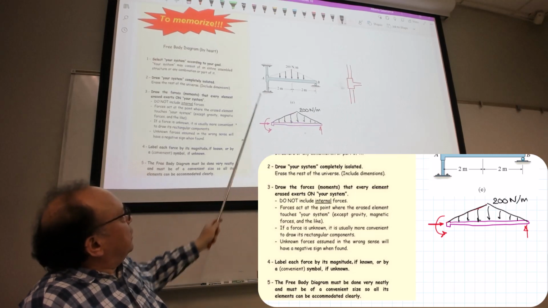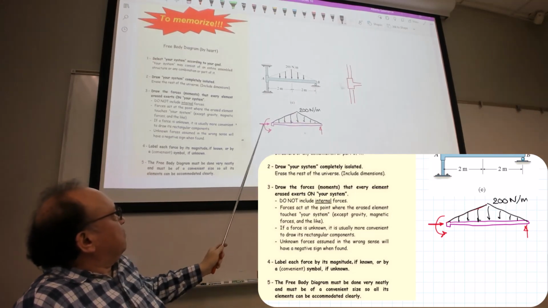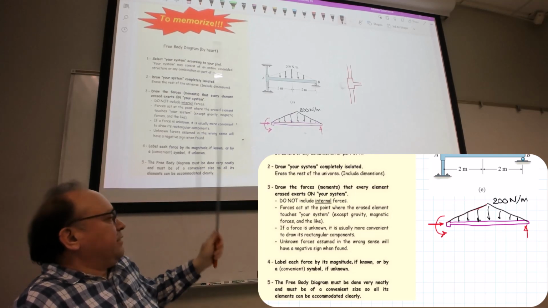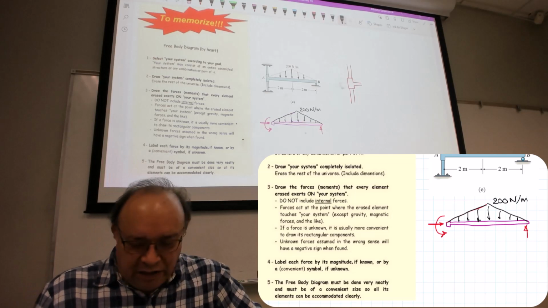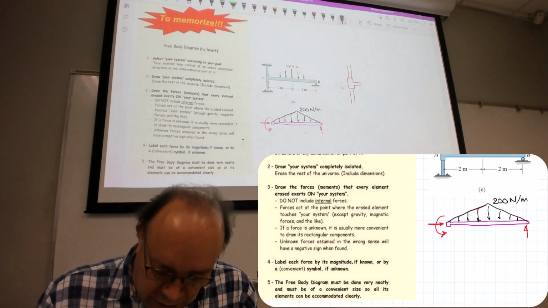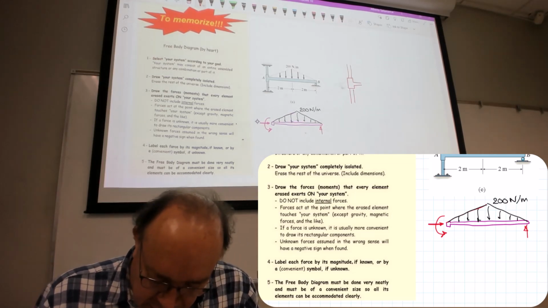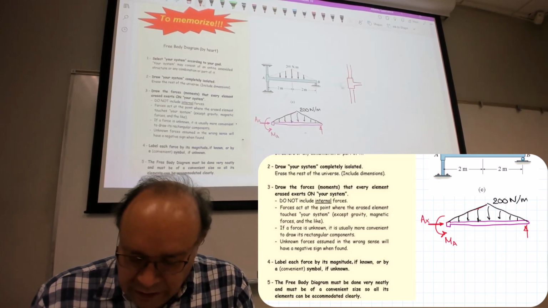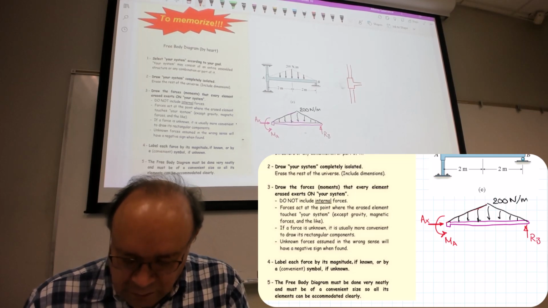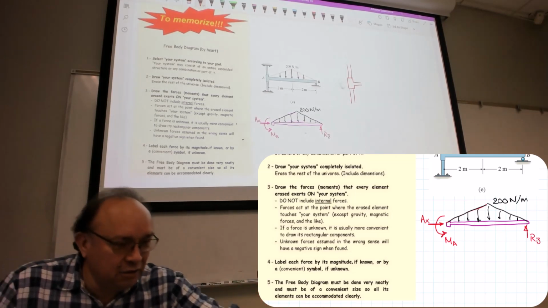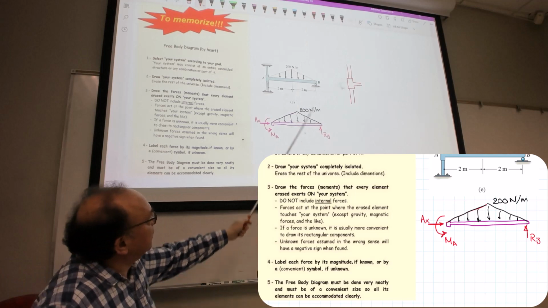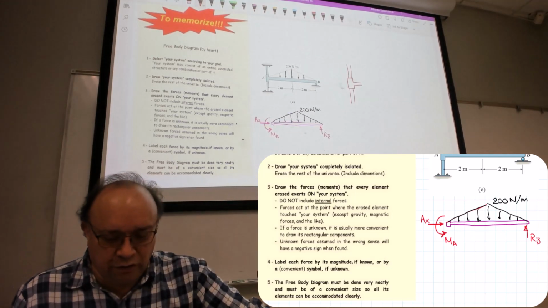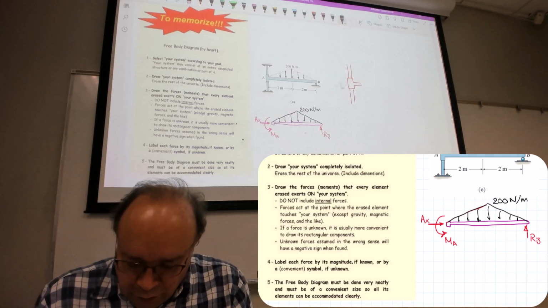So I will call this one reaction at A, or A sub X, or any convenient name that has something to do with what it really is. So I could call this maybe AX, and this one moment at A, and this one reaction at B. Or I could call it B sub Y. You put any name that has something to do with the labels and the elements of your structure. And sometimes it's convenient to put the dimensions.